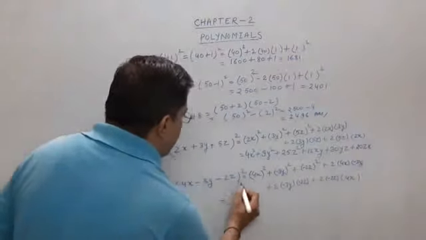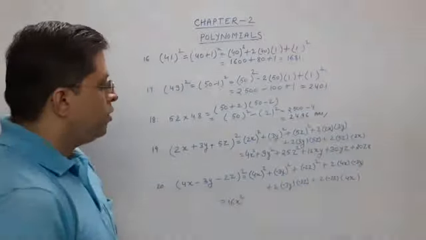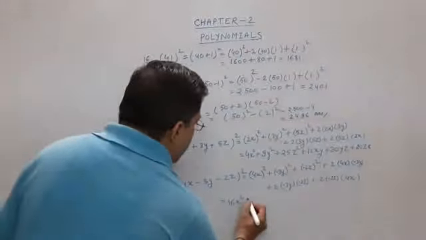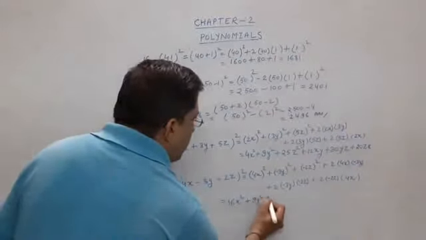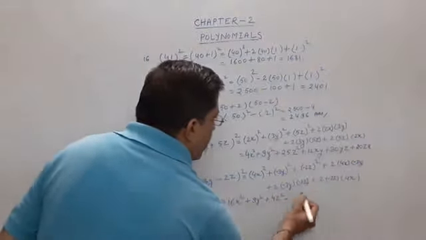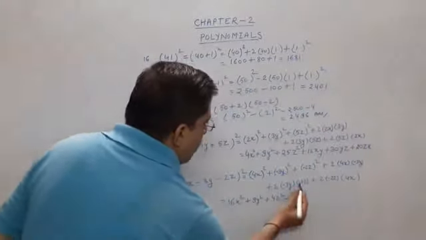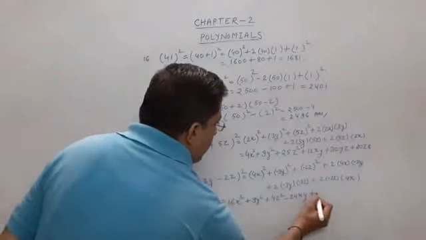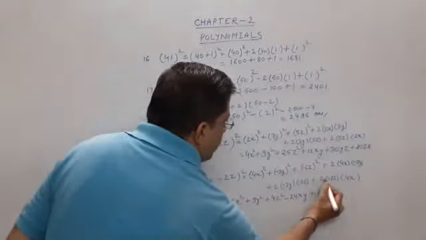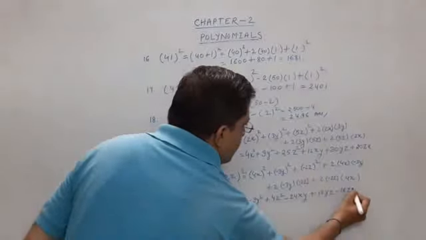Then what will come as the last answer? 4x whole square means 16x square. Minus 3 square, that is 9. Plus 9, so 9y square. And here 4z square. Plus, minus times minus. 4 threes are 12, 12 twos are 24xy. Minus and minus, plus sign will come. 2 threes are 6, 6 twos are 12yz. Plus, minus times minus. 2 twos are 4, 4 fours are 16zx.